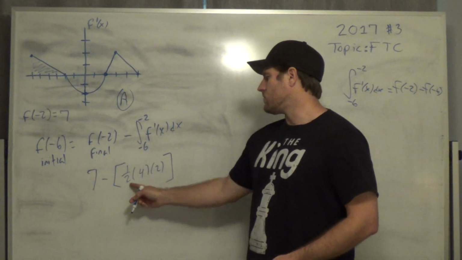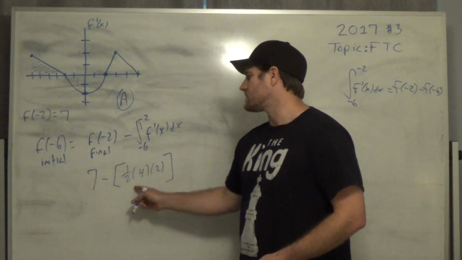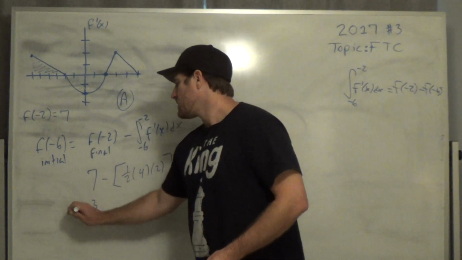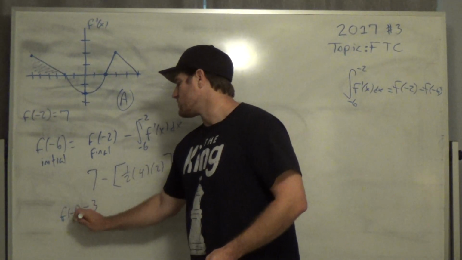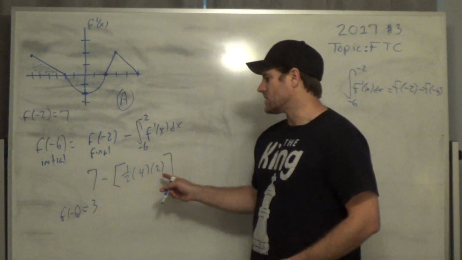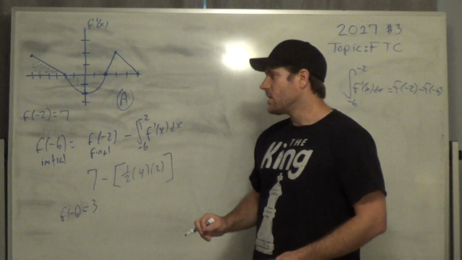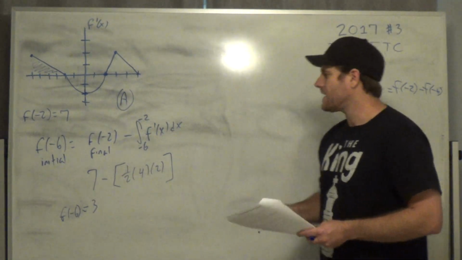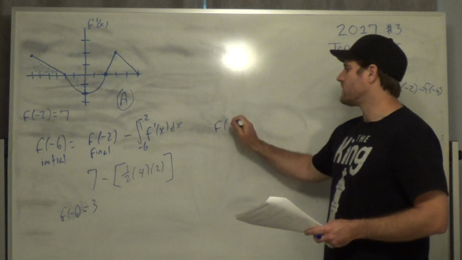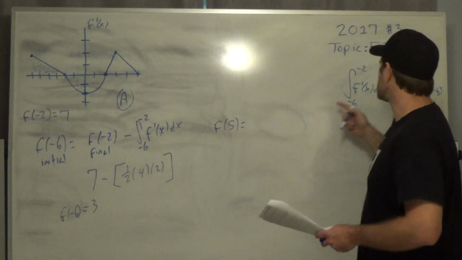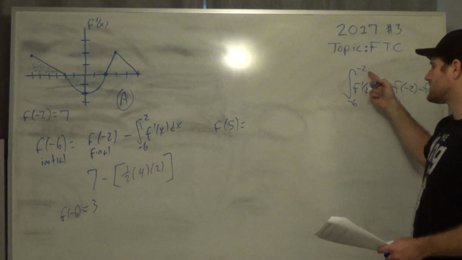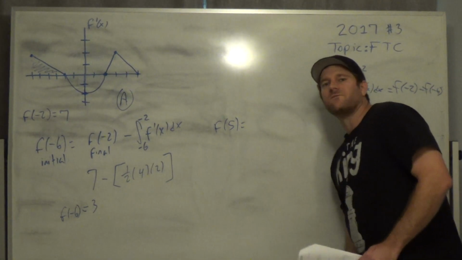If you multiply this, it's 4, so 7 minus 4 is 3. So f of -6 is 3. However, I would just leave it like this. That's fine. Okay, that's the first part of it, part A. The second part is to find f of 5. And we're going to go through the same process again, but instead of -6 and -2, we're using 5 and -2.